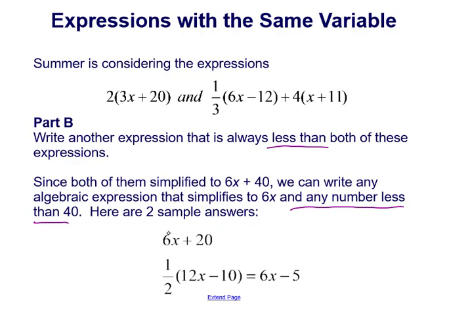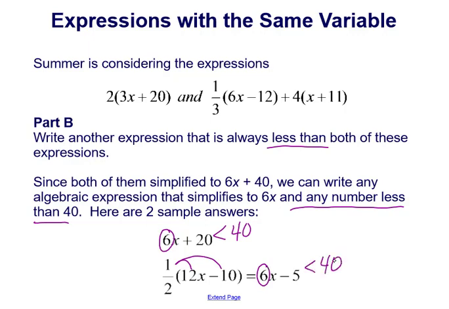Again, we have the variable x with a coefficient of 6, and we have the number 20 is going to be less than 40. And then we can get a little fancier, and we can have 1/2 times the quantity 12x minus 10. So at first, it looks like 12x is not the coefficient of 6, but if we distribute the 1/2 to both terms and simplify that expression, we get 6x minus 5. So 6 is that coefficient we want, and negative 5 is less than 40.